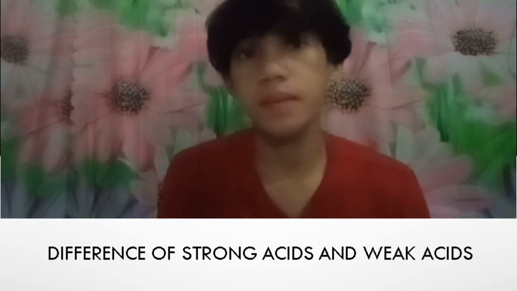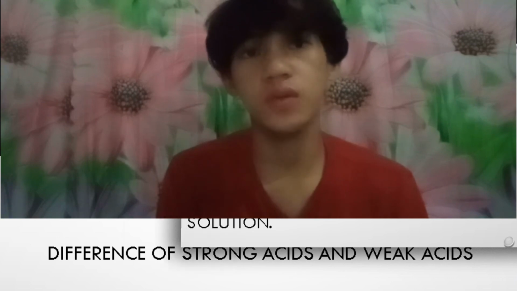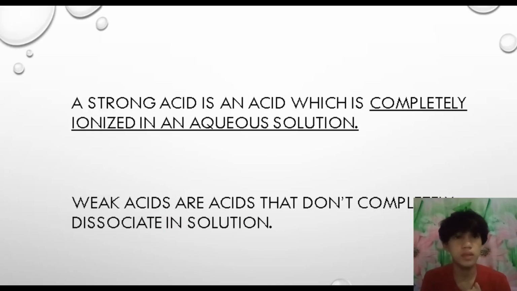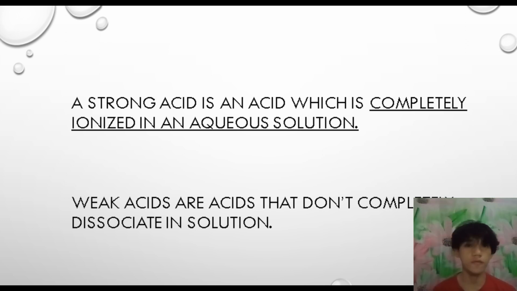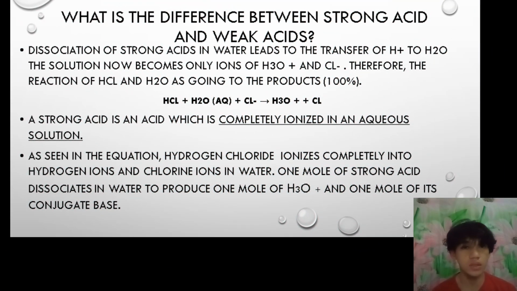Edmar Kumaling. Good day everyone, I am Edmar Kumaling and I am going to talk to you about the difference between strong and weak acids. Firstly, a strong acid is an acid that completely dissociates in an aqueous solution, while weak acids are quite the opposite of that. These are the type of acid that does not dissociate completely in an aqueous solution. Firstly, we're going to differentiate how strong and weak acids dissolve in water.